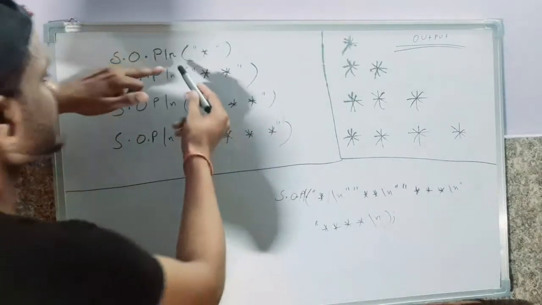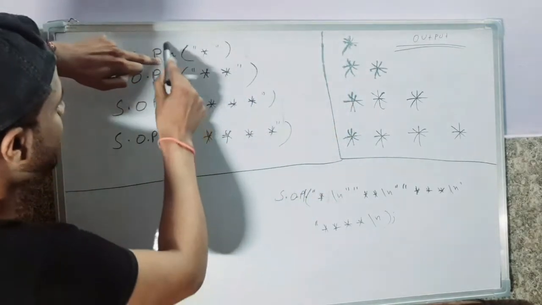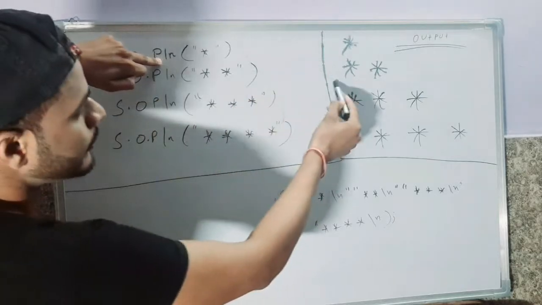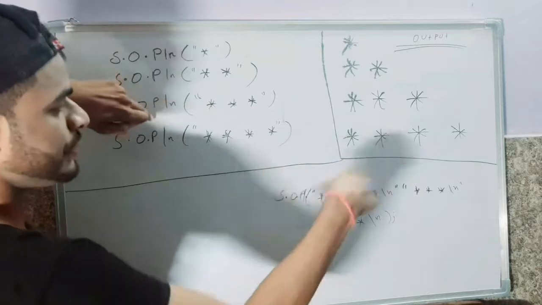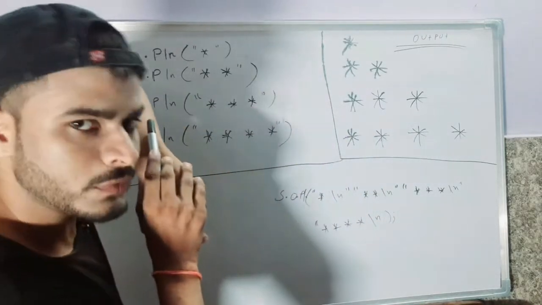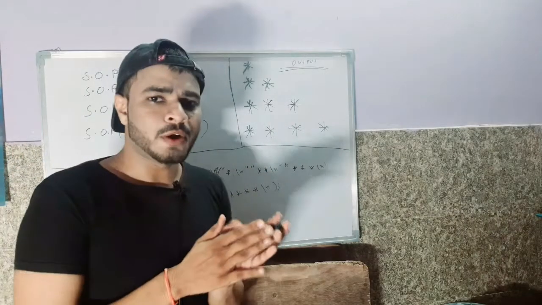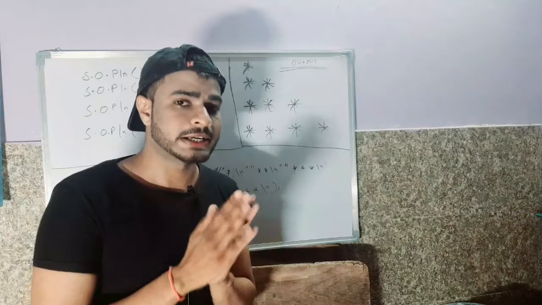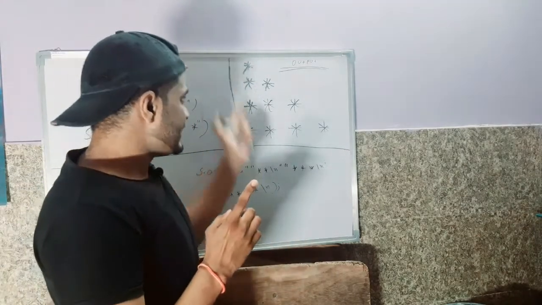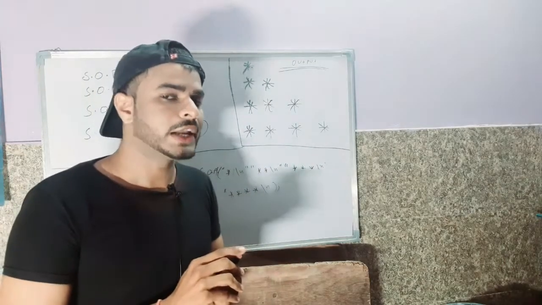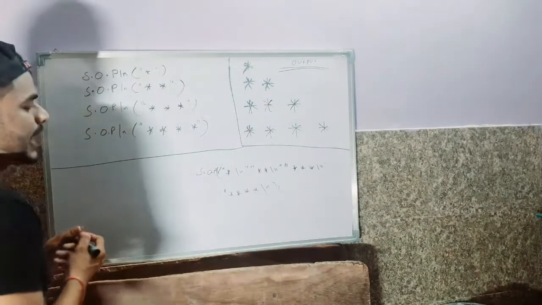What do we do? System.out.print one star, then change the line. Two stars, change the line, three stars, change the line, four stars. Understand? So we can do it with the help of four System.out.print statements. Now, if we want to do this with a single statement, can we? I think we can. So let's get started.